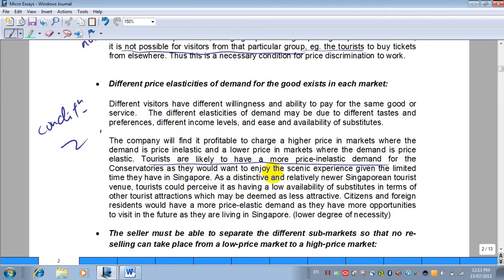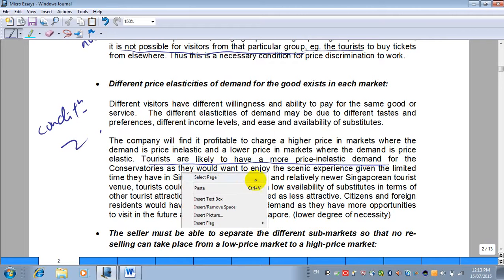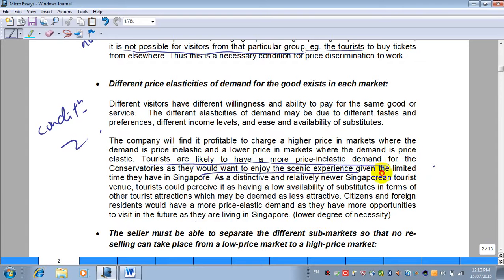They would want to enjoy the scenic experience given the limited time they have in Singapore. And the key phrase I think here is limited time. To them, it's like they cannot wait for the price to drop, or wait for another time to enjoy the good. To them, it's almost like a necessity. It's so important for them to visit the gardens during their limited time that they have here in Singapore.